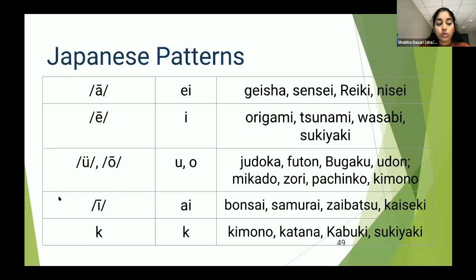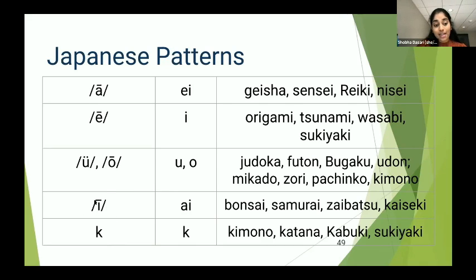Then if you have the U sound, it's spelled with the U, and then the O sound is spelled with an O. So the letters sound how they're spelled, basically. So judoka, futon, bugaku, udon, mikado, zori, pachinko, kimono. So the O is O and the U is U. And so it's pretty straightforward in that way sometimes.